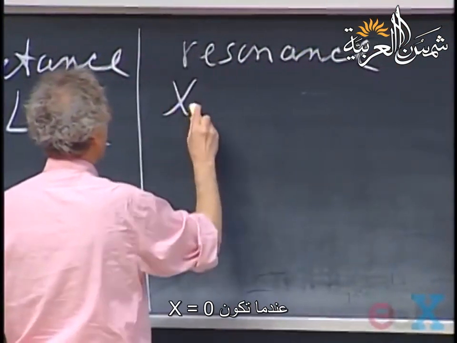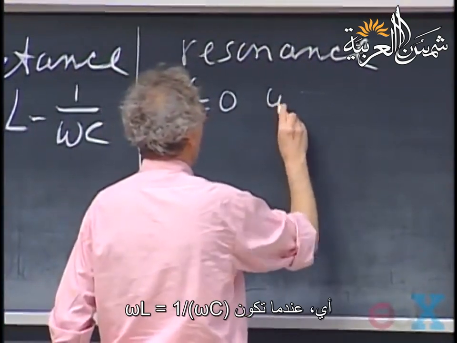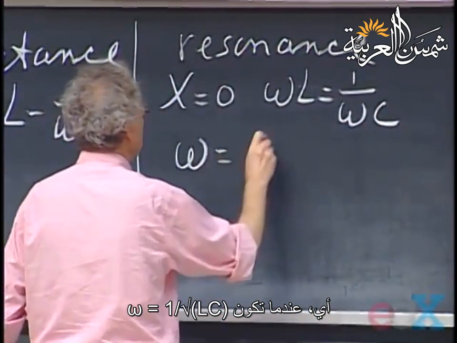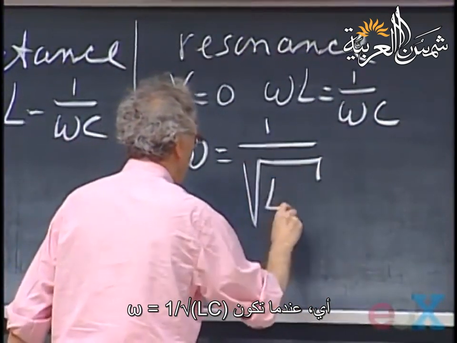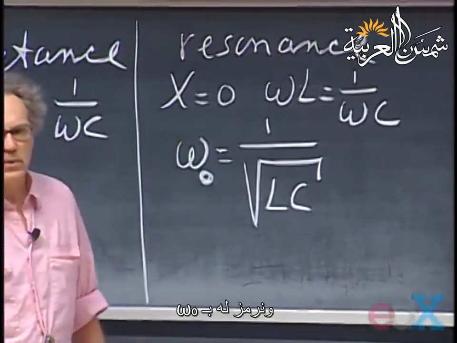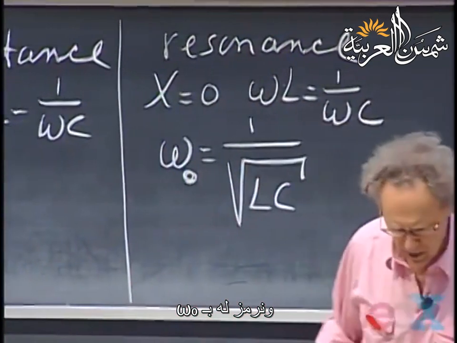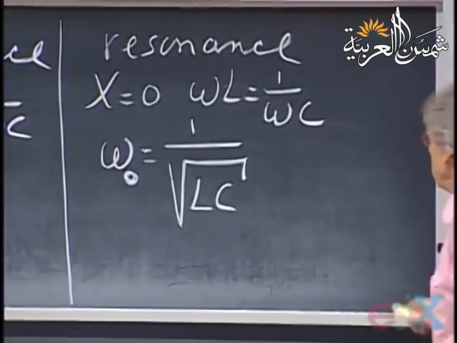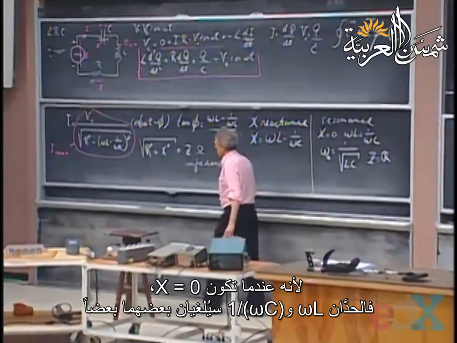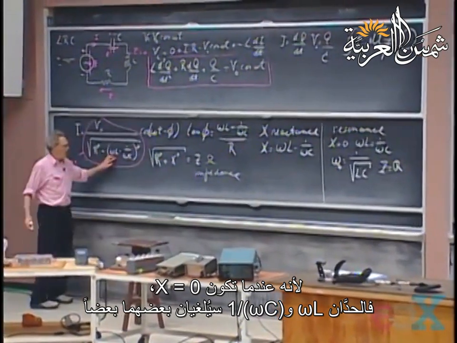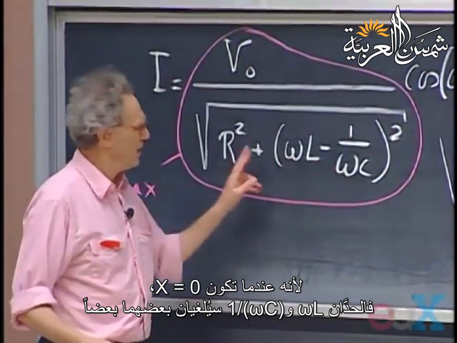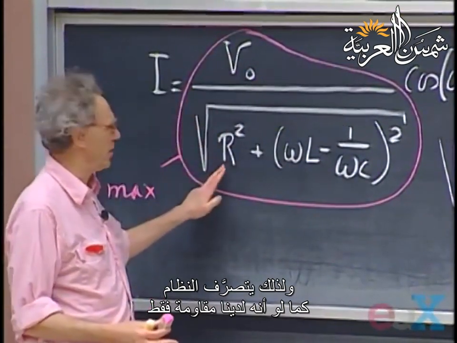It is at resonance when X equals 0. So when omega L is 1 over omega C. So when omega is 1 over the square root of LC. And we call that the resonance frequency, and we often give a little subscript 0 there to remind you that you're dealing with the resonance frequency. And Z is then just R, because when X is 0, the omega L and the 1 over omega C eat each other up. They are not there anymore.